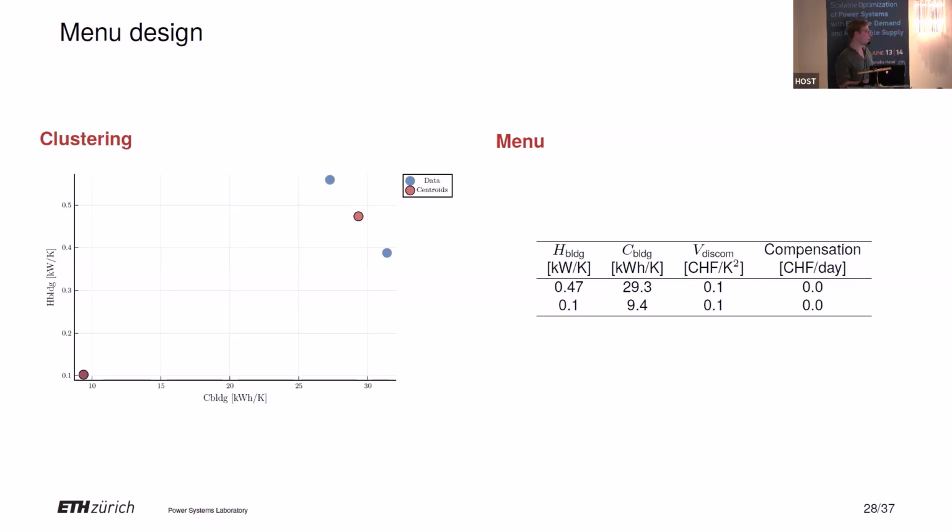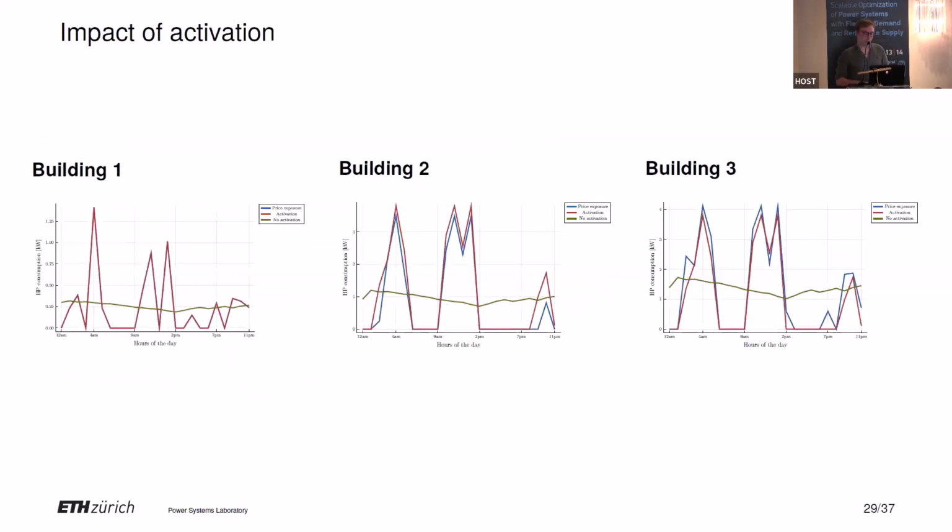And then we have to also compute the compensation. So in this specific case, because it's very simple, three buildings, two clusters, they always have an incentive to participate even when they don't have compensation. So in this case it's 0, but in a real data set, these values are non-zero. And so what happens then is that the users are going to be activated.